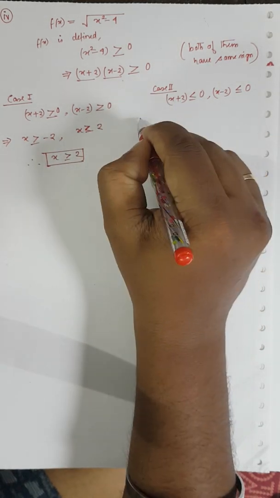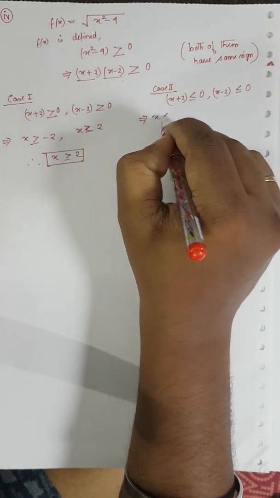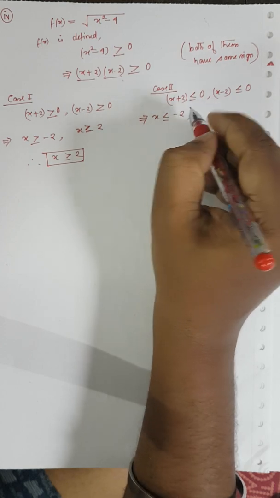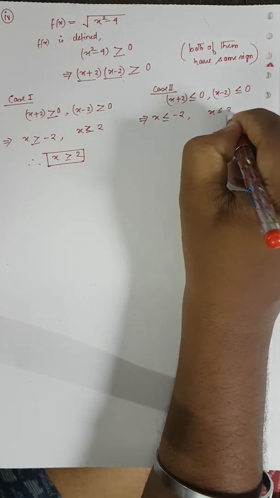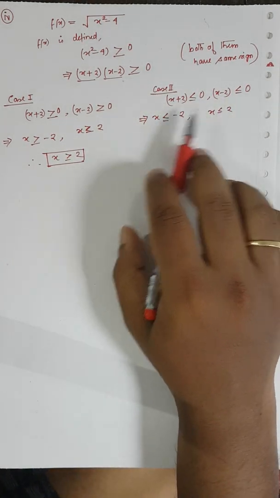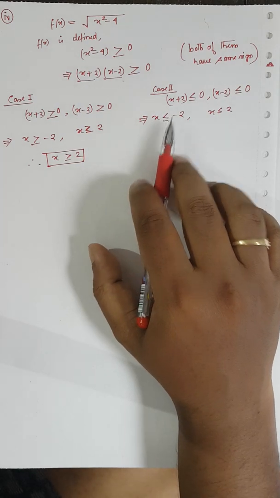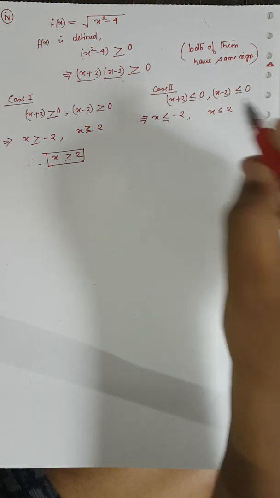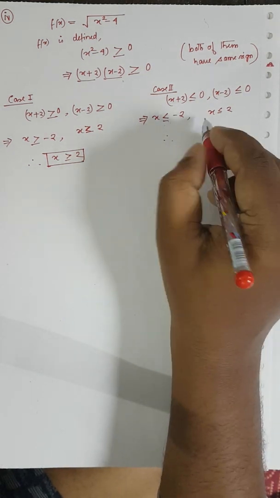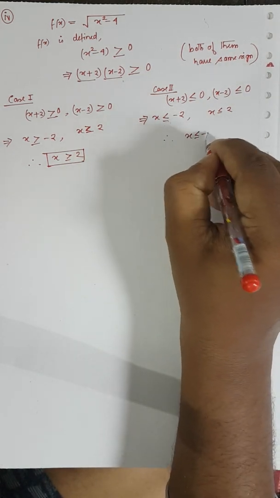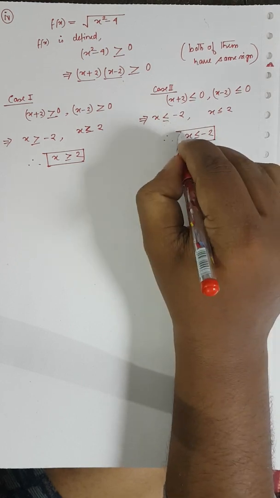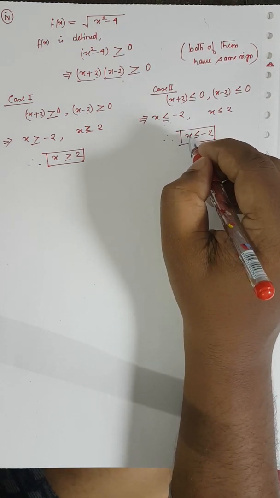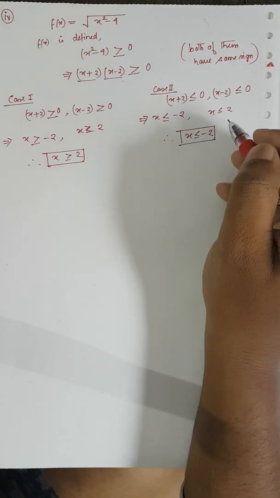Now case 2, I am getting x is less than or equal to minus 2 and x is less than or equal to 2. So now we have two cases. First case, x is less than or equal to minus 2. Second case, x is less than or equal to 2. If I find the common space, it will be x less than or equal to minus 2. When x is less than or equal to minus 2, clearly it will be less than or equal to 2.